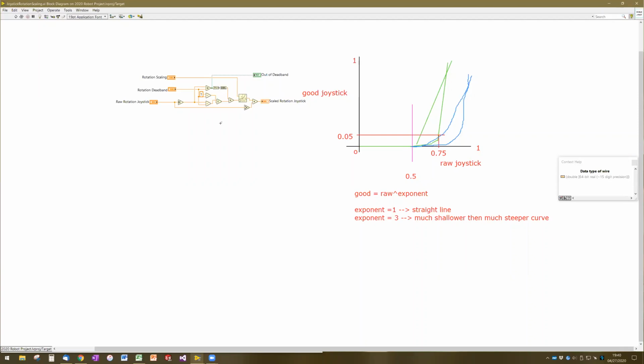Now, if we want to do the scaling to the X and Y axes on the translation joystick for the Swerve drive, can anyone think about what kinds of problems we might run into if we do this exact approach for the translation component of the Swerve drive? What do you think, Amelie? What might be some limitations of applying this to the X and Y axes on the Swerve drive?